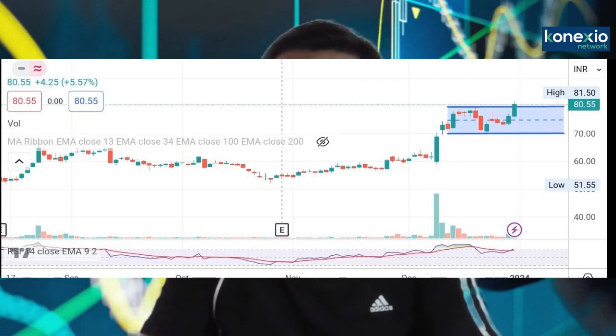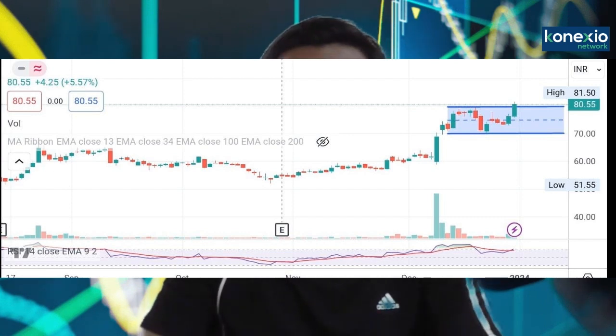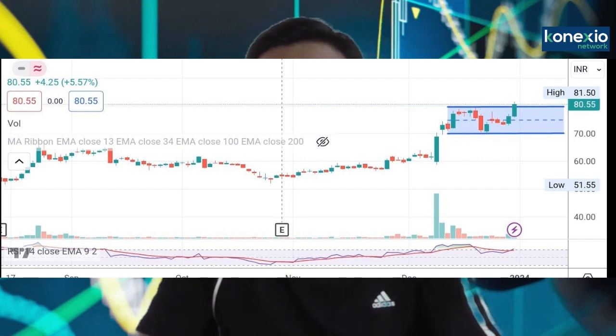Investors or short-term swing traders can accumulate the stock on dips to 79 for an upside target or resistance of 90 in short to medium term.